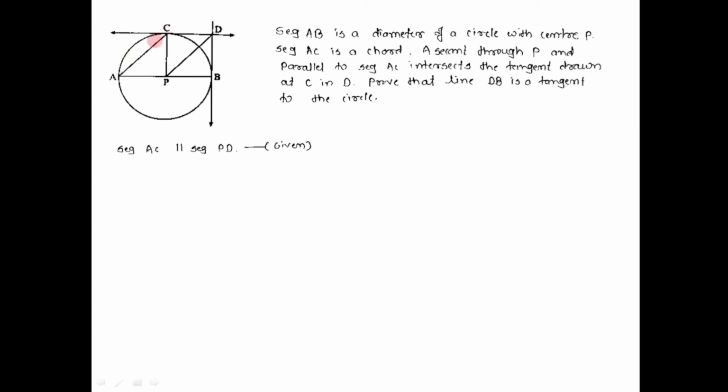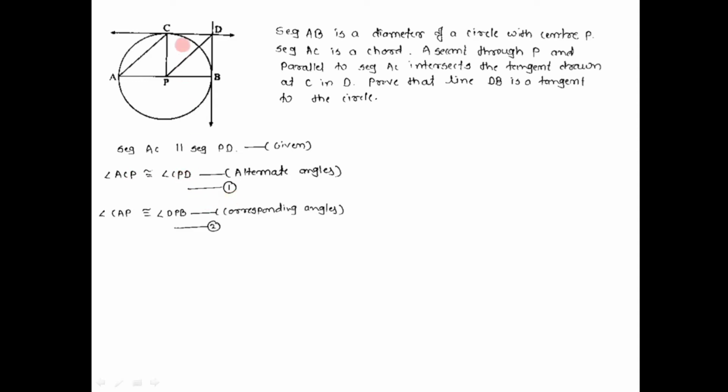It is given that segment AC is parallel to segment PD. And as these two segments are parallel, if we consider PC as their transversal, then we get two angles, angle ACP and angle CPD. These two angles are alternate angles, and we know that if two lines are parallel, then their alternate angles are congruent. That's why angle ACP is congruent to angle CPD. We'll call this equation number 1.